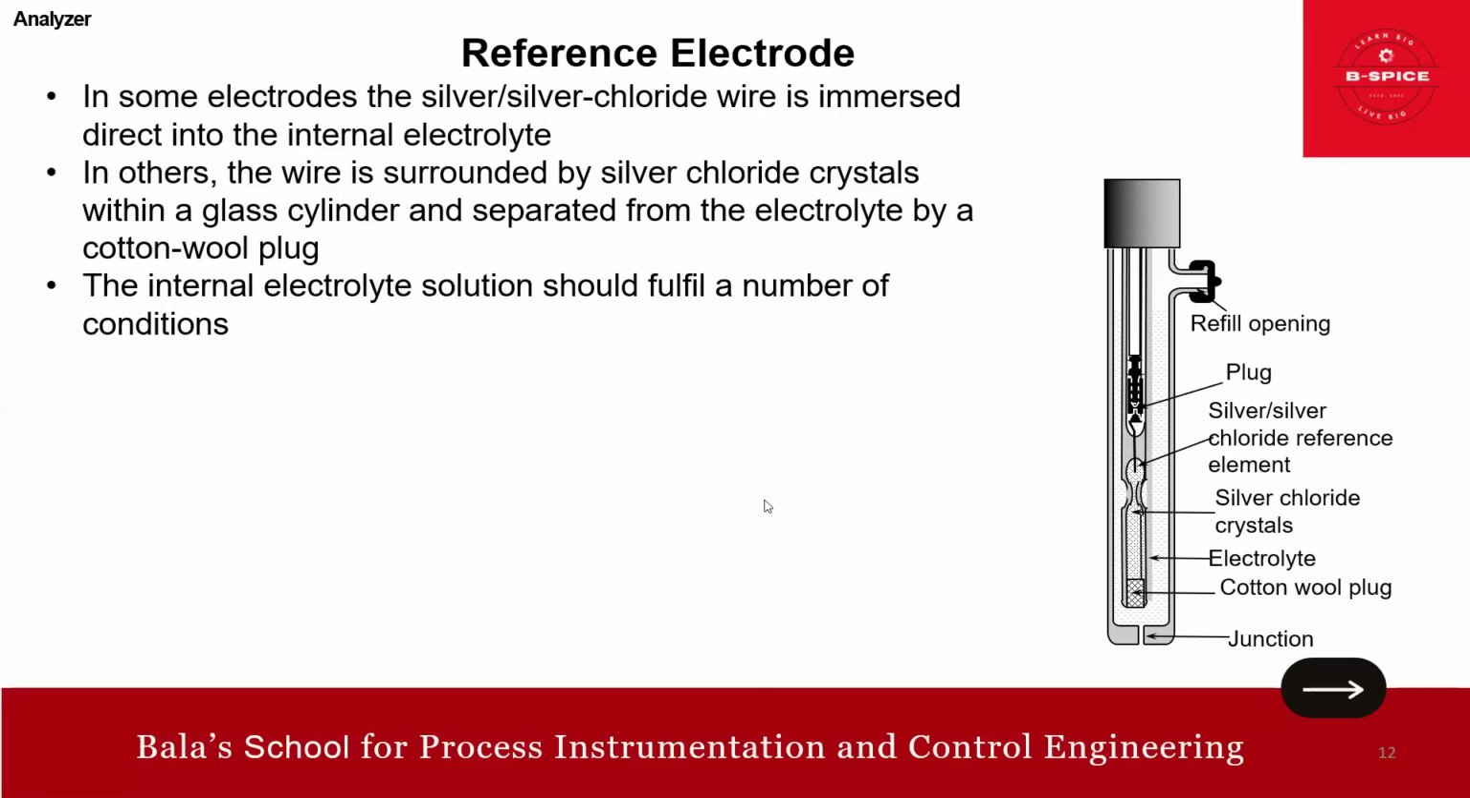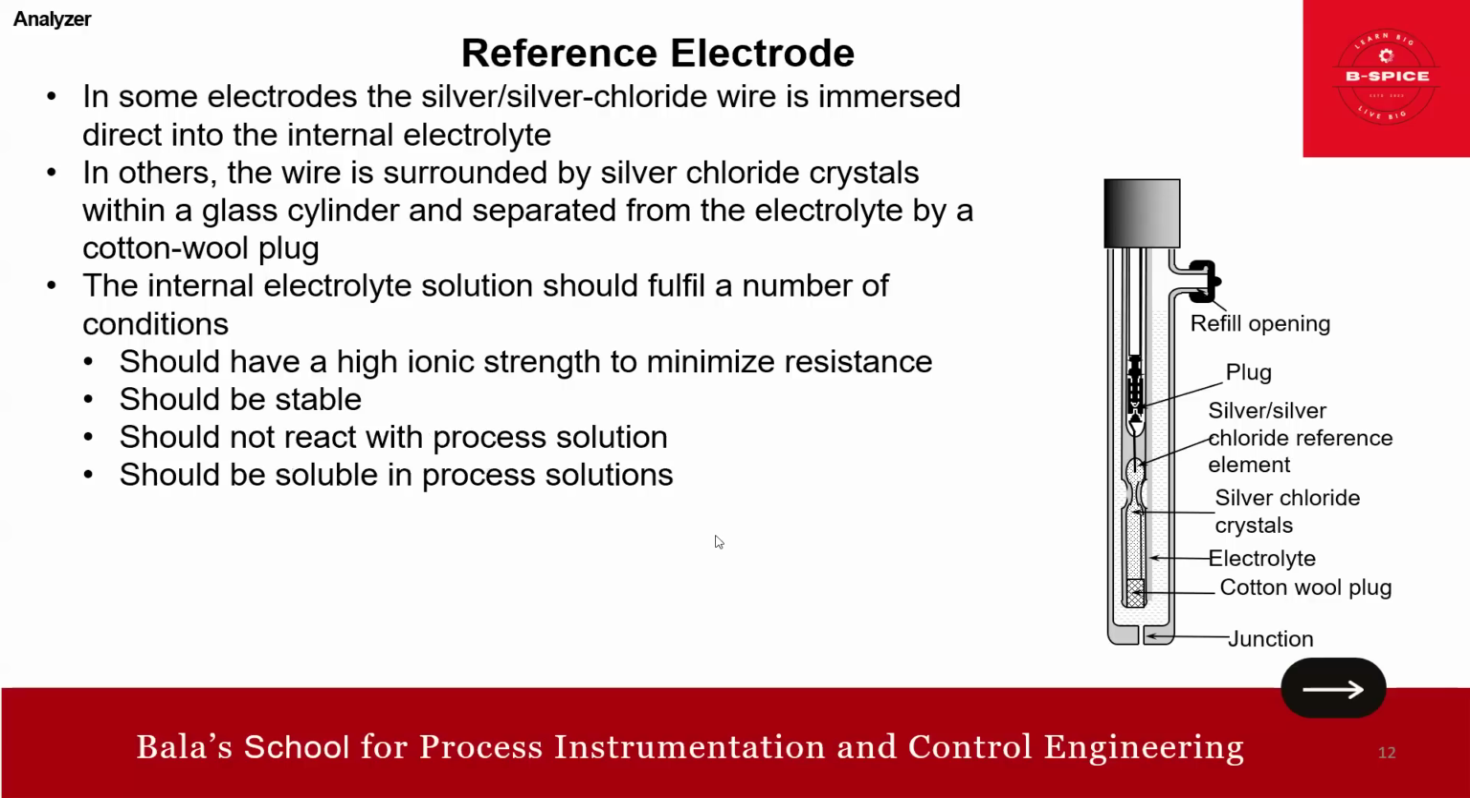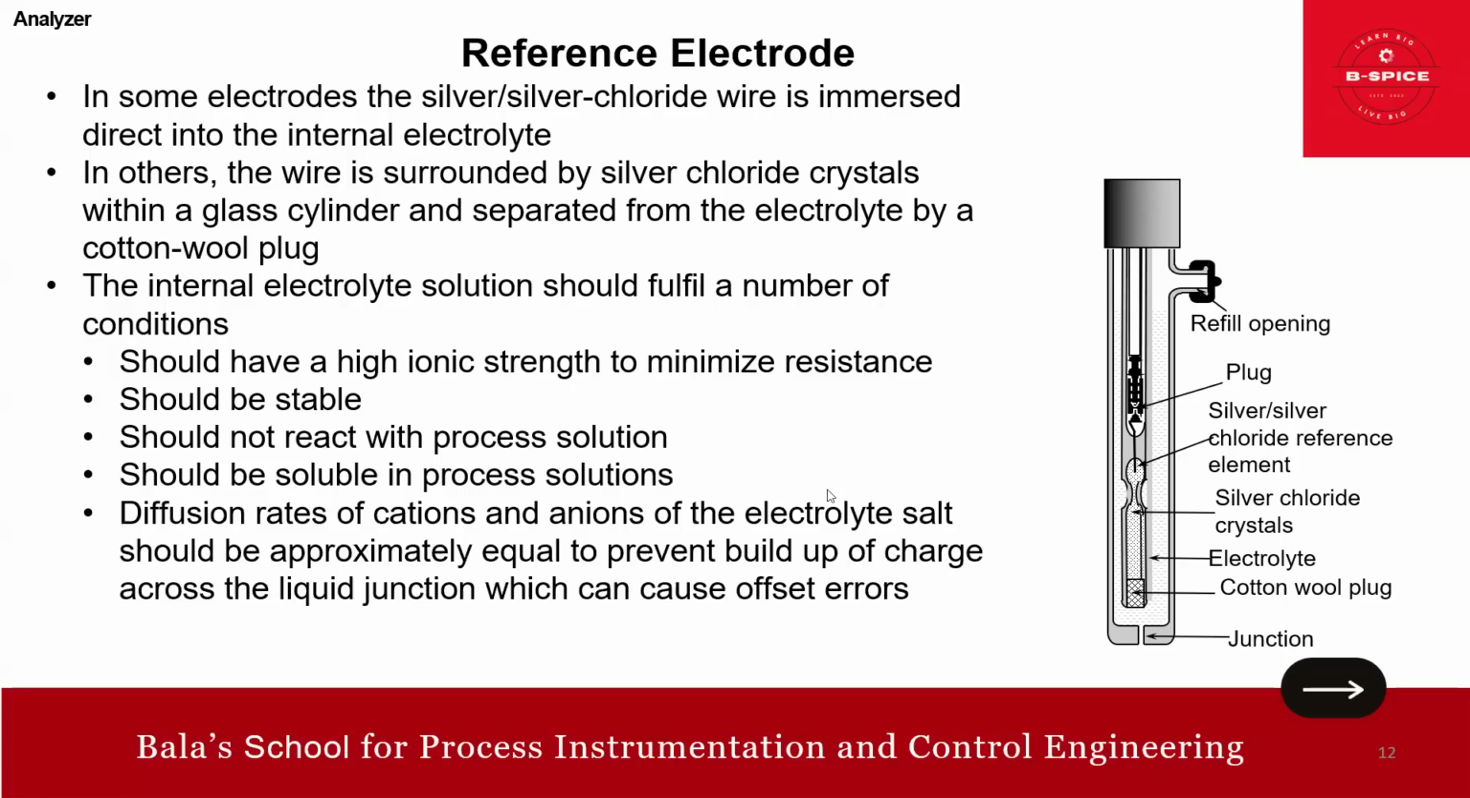The internal electrolyte solution should fulfill a number of conditions. What are those conditions? It should have a high ionic strength. It should be stable and should not react with the process solution. Of course, it should be soluble in the process solution. The diffusion rates of the cation and anion of the electrolyte salt should be approximately equal to prevent a buildup of charge across the liquid junction, which can cause offset errors. Friends, this is to give you an idea of what a reference electrode is and how it looks.